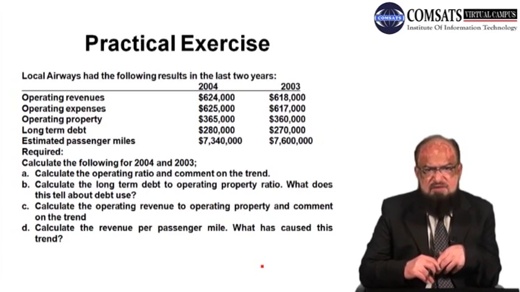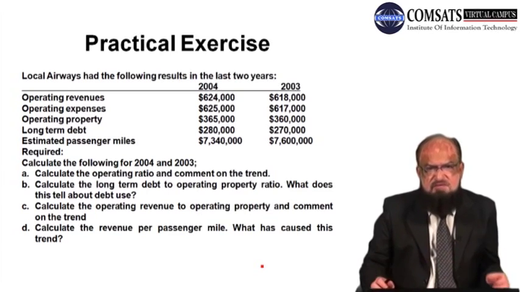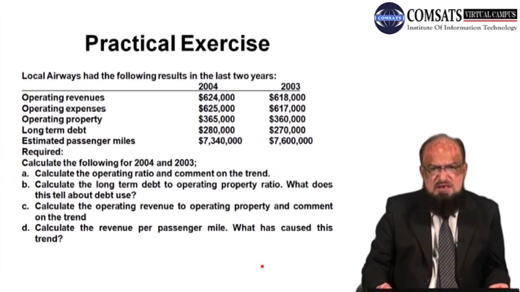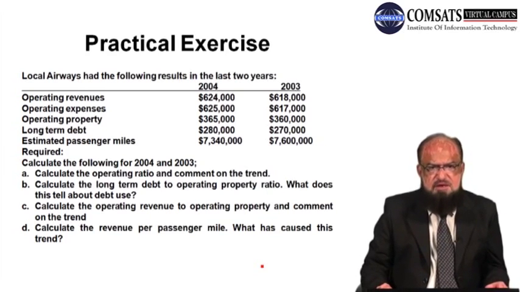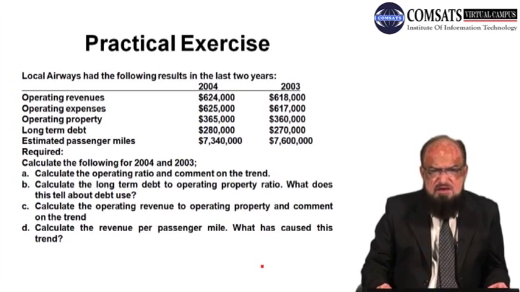Now we will calculate the various ratios one by one. First of all, the operating ratio, then the long-term debt to operating property ratio, then the operating revenue to operating property ratio. At the end we will calculate the revenue per passenger mile.